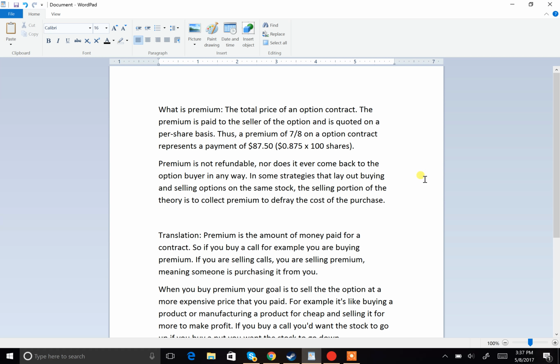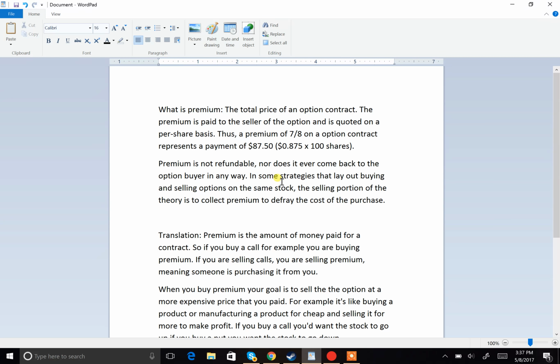It says premium is not refundable, nor does it ever come back to the option buyer in any way. So basically that means you can never get that back. Technically though, if you buy the premium outright, it does come back to you if you profit, if the stock price does go up or down depending on what you bought. But it's not refundable, meaning you'll never get that actual amount in total back from the seller.